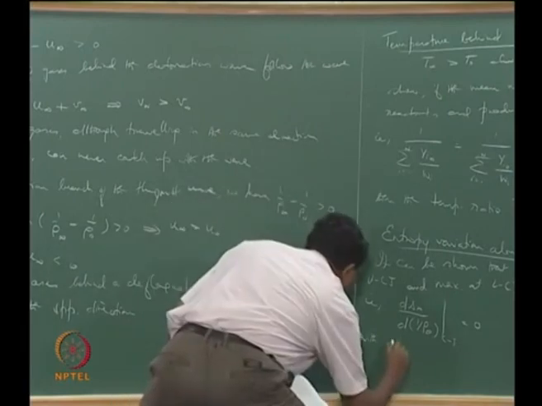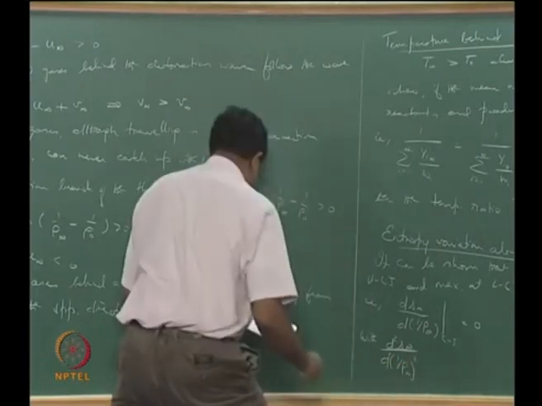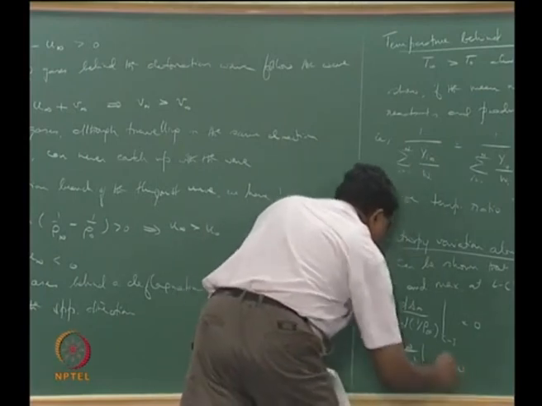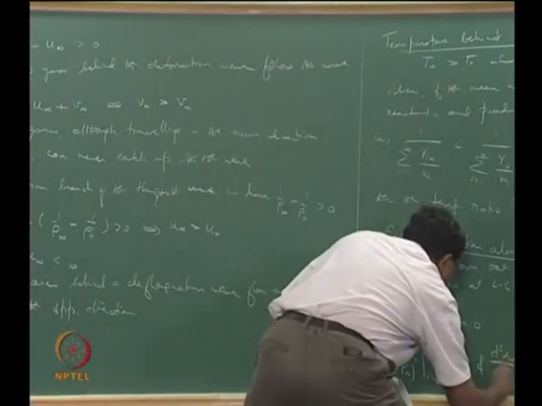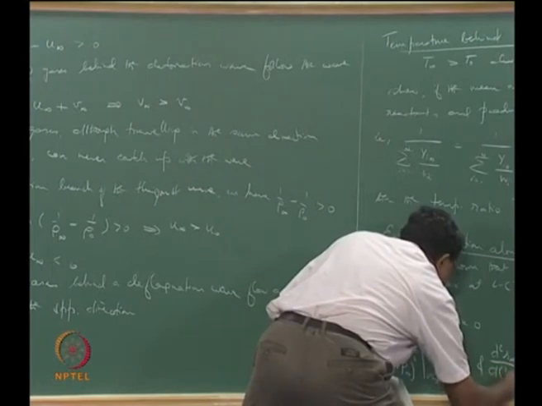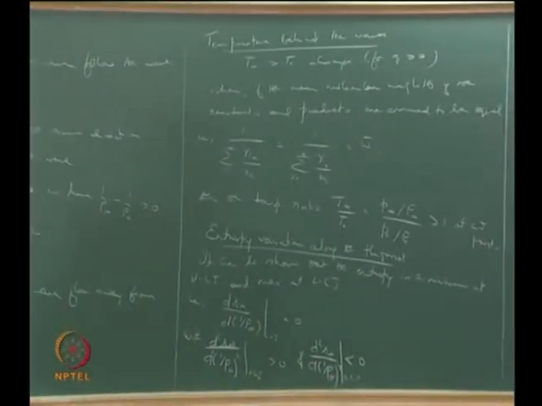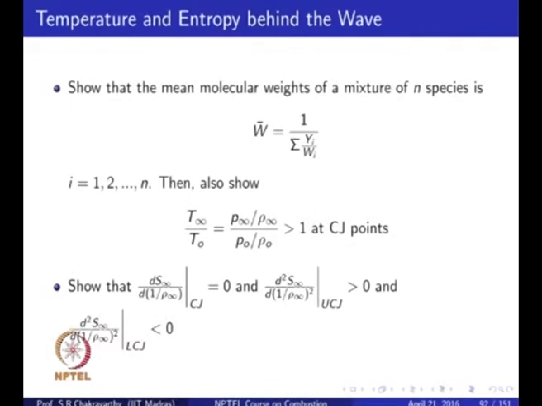So what you will be able to show is d squared s infinity divided by d 1 over rho infinity squared at UCJ is greater than 0, and d squared s infinity divided by d 1 over rho infinity squared at LCJ is less than 0, right. So what is happening? I am just running out of space there, let me use this panel to depict what is going on.